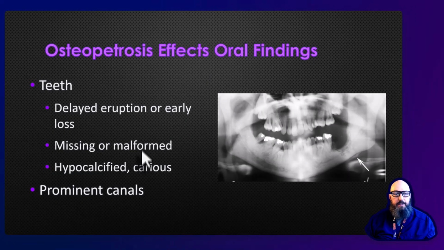And so what are the effects this has on the jaws? Well, the teeth may be delayed in erupting because that bone is so dense. Some of the teeth may be missing or malformed, hypocalcified, more prone to caries. And the canals in these patients are going to appear a lot more prominent because of the degree of calcification around the canals in the bone.